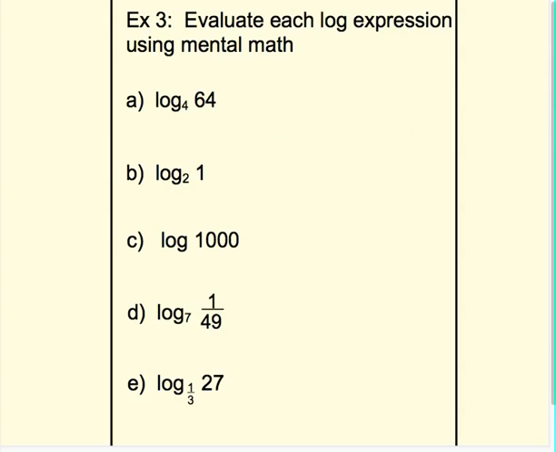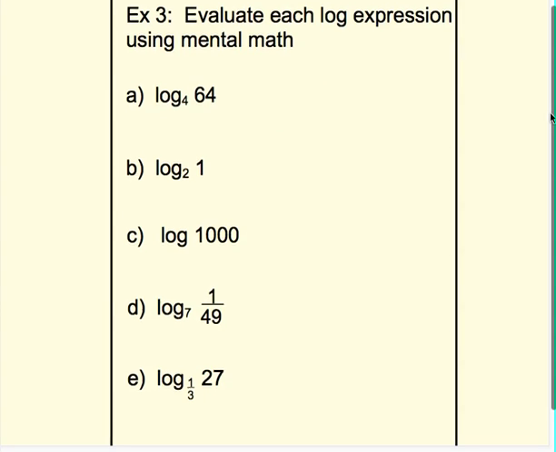Video's getting a little long, but I think this page will be fairly quick, and this is our last one. So we're going to practice evaluating logs using our brains and what we know about exponents. So thinking 4 to what power equals 64, the answer is 3. 4 cubed equals 64. So log base 4 of 64 equals 3. 2 to what power equals 1? 0.